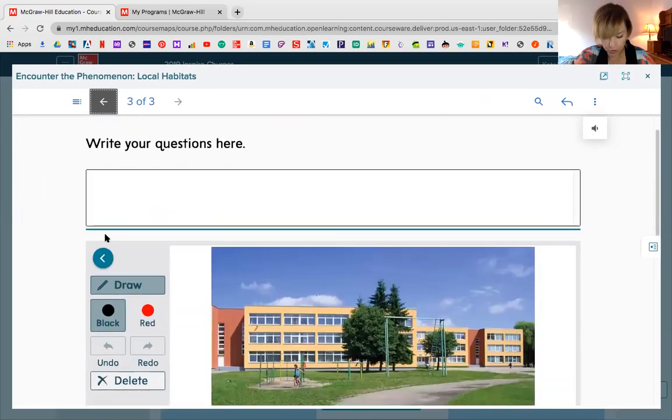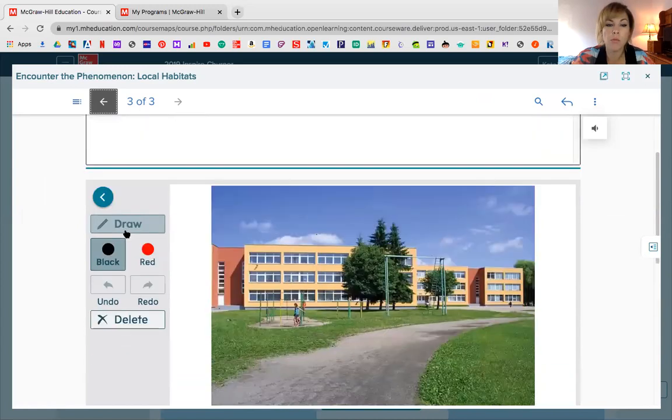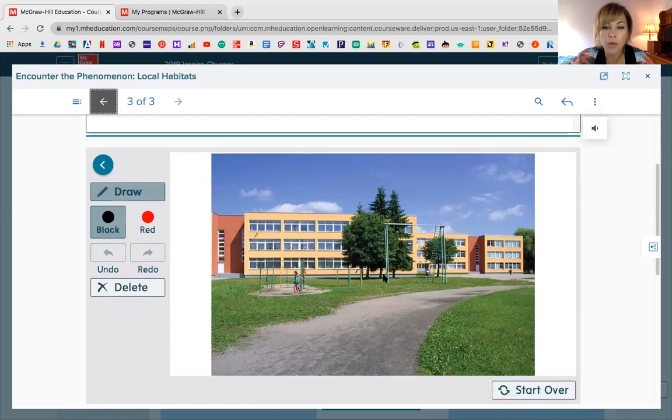So let's see. What did you guys write down? How is the worm's habitat the same as the playground? Well, maybe you can tell me that it's the same because there's grass, just like the worm had some grass in his. There's dirt. How is it different? I would say that it's different because this has sidewalks. There's a building in this one, some playground equipment.